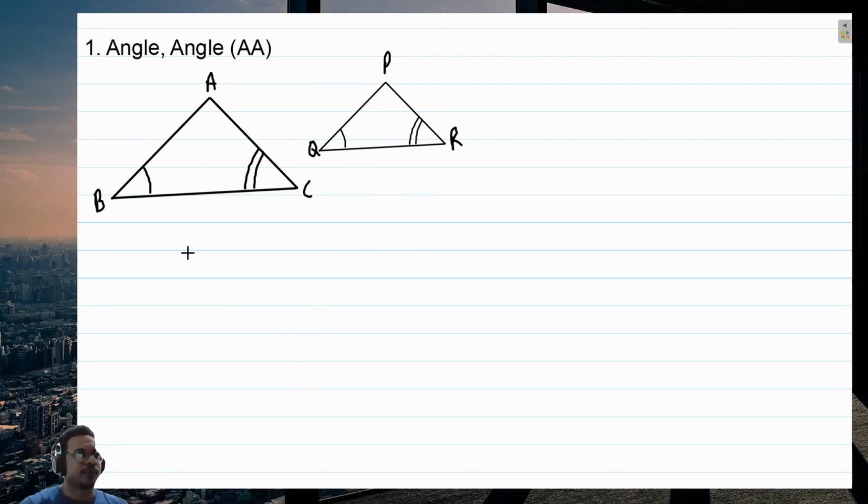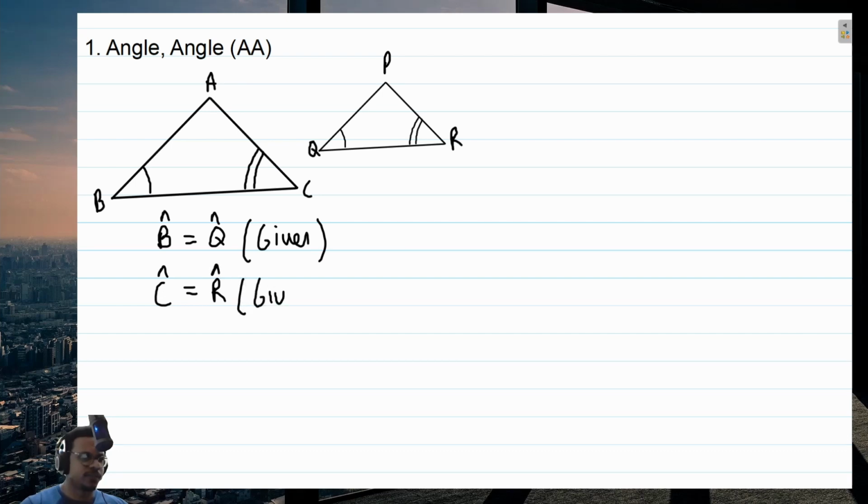So my statement will look something like this. Angle B would be equal to angle Q, and that was given in the diagram. Angle C is equal to angle R, and that was also given in the diagram. And this information is sufficient enough to say that these two triangles are similar.